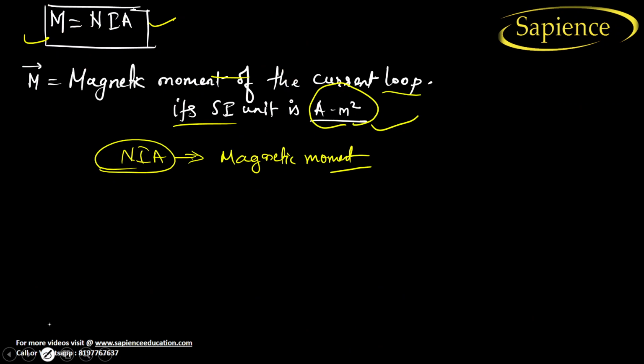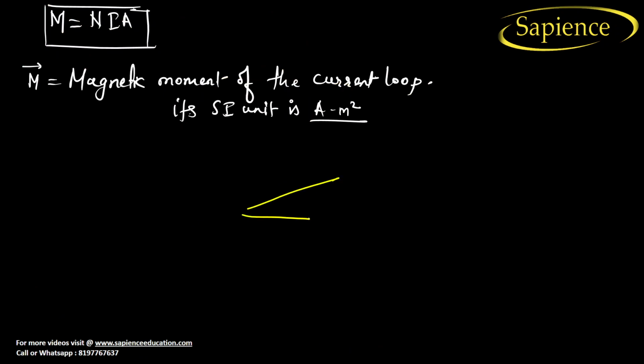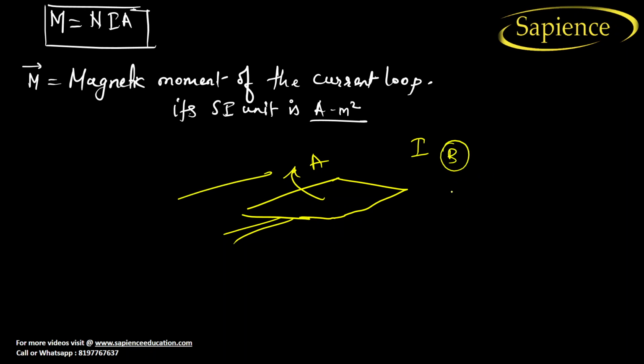If a question is asked, let us consider this is the current carrying loop, and it has an area A. The current is I, and the magnetic field where it has been put has a strength of B. If you want to find the torque of the rotation, how will you find it? Torque is equal to, if the number of turns is n, not only one turn, NIA B sin theta. The angle theta is the angle between the area vector and the magnetic field vector. So finally we have got the torque.